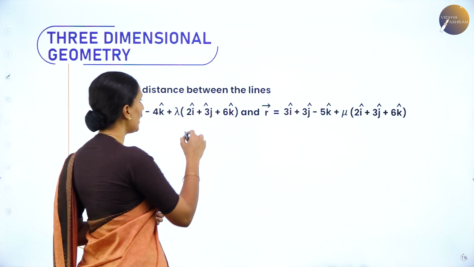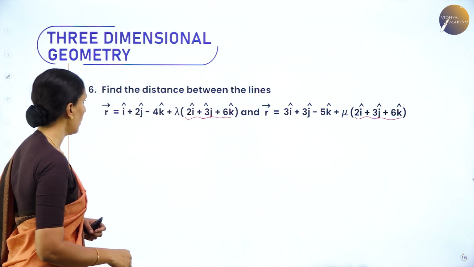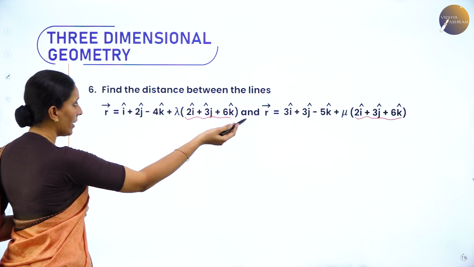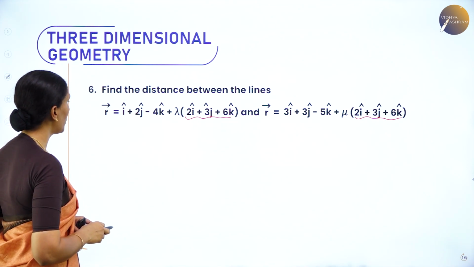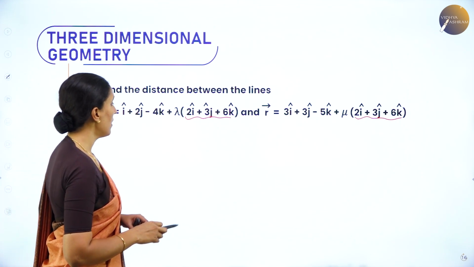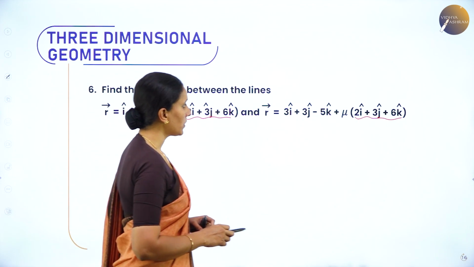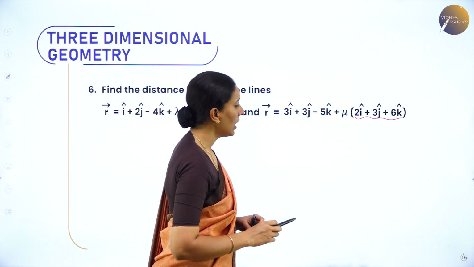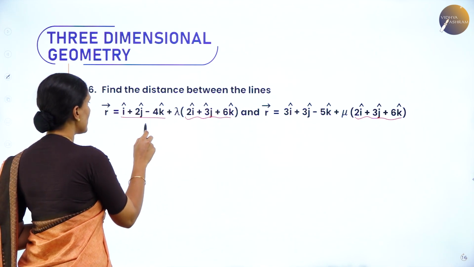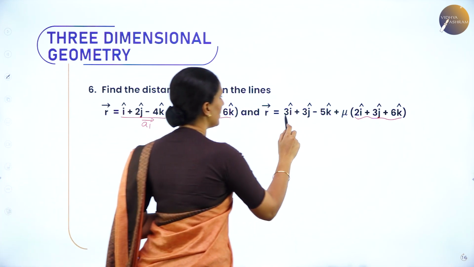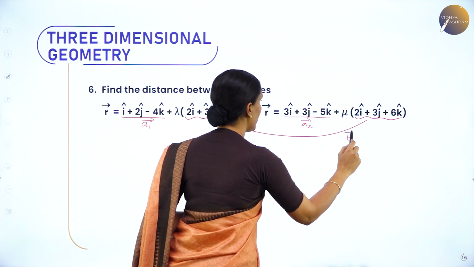You can clearly see vector B is same for both the lines, but point A is different. Now find the distance between the lines. R is equal to i plus 2j minus 4k plus lambda into 2i plus 3j plus 6k. R is equal to 3i plus 3j minus 5k plus mu into 2i plus 3j plus 6k. So here this is vector A1 and this is vector A2. So these both represent vector B.